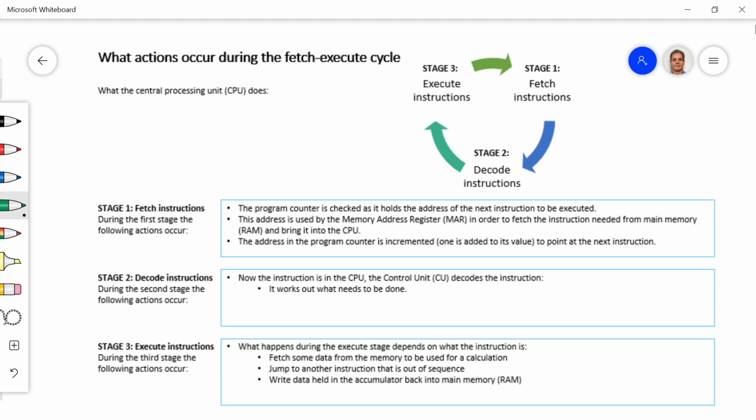Do we need to add some numbers? Are we comparing two values? And then the control unit will set the rest of the CPU up in order to execute that instruction. Different parts of the CPU are used depending on what the instruction is.